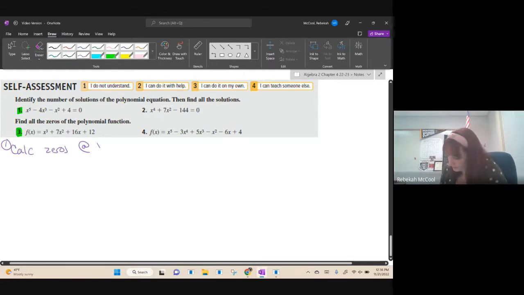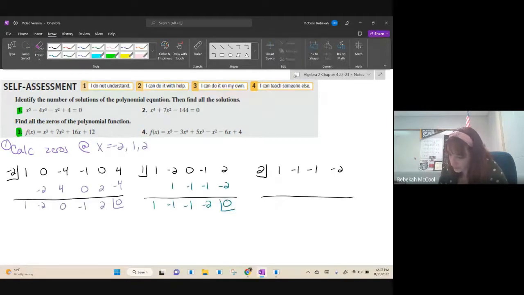One more division. Dividing out +2 this time using that result. 1, -1, -1, and -2. Bring down the first term and we multiply to get 2, add to get 1, multiply to 2, add to 1, multiply to 2, add to 0. So each time we divide, we decrease our exponent by 1.